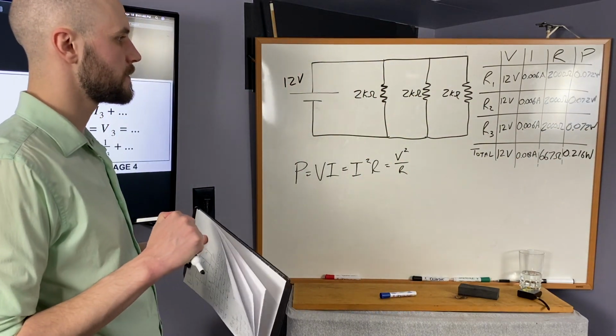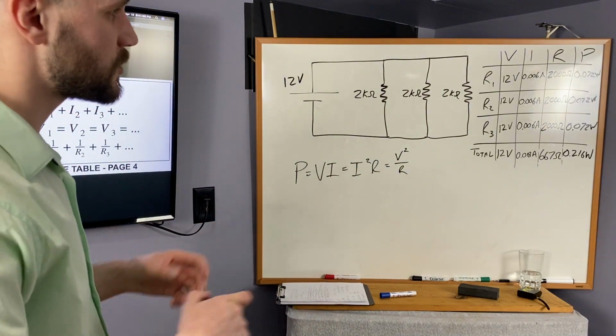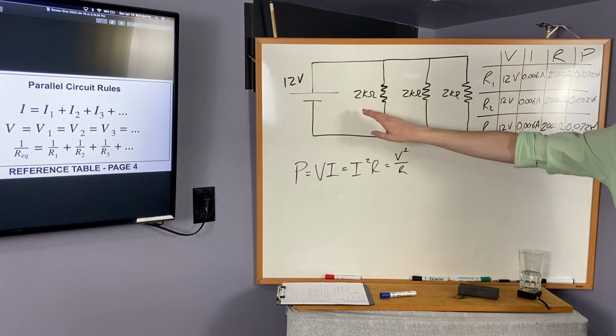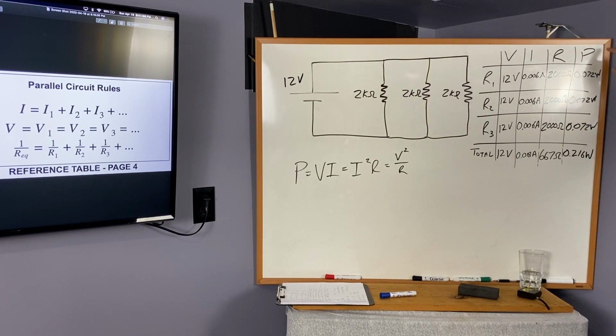Now, to be honest with you, for most Regents questions, they usually only focus on V, I, or R, voltage, current, or resistance for anything here. But they could ask about the power dissipated. That's why we have the P column in our table.